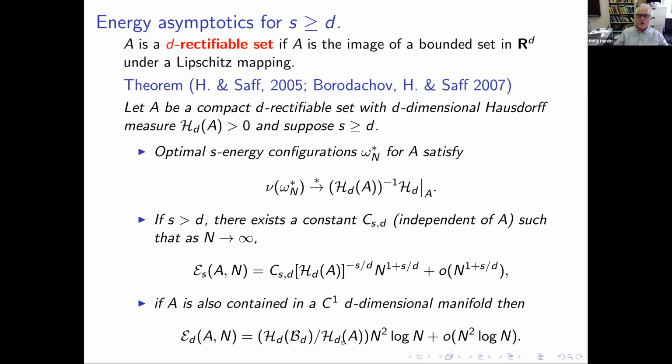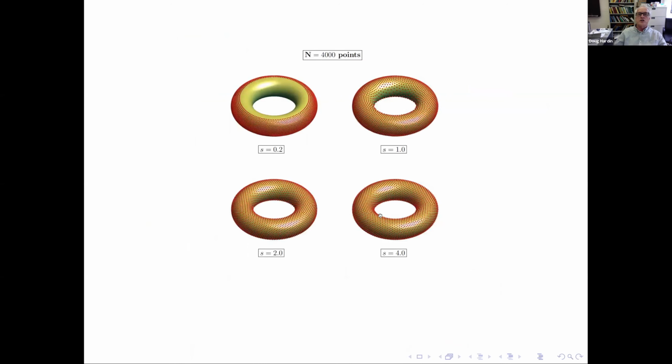There are also asymptotics when S equals D, but for us, the analysis is more delicate. The C_{S,D} we'll find reflects, for S bigger than D, the local structure. When S equals D, we don't quite have the term yet that's reflecting the local structure, but it is reflecting the local density.